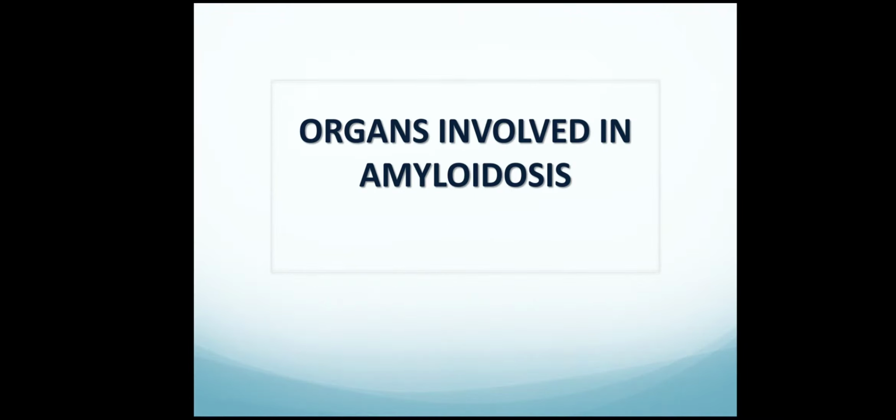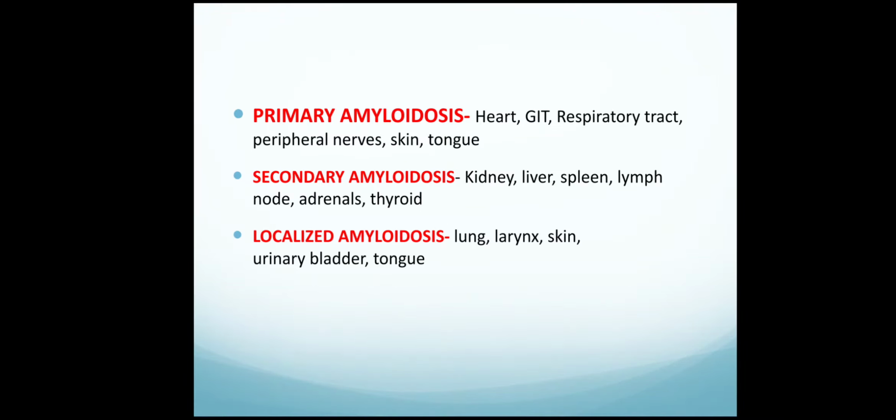Next, we come to the organs which are involved in amyloidosis. So, primary amyloidosis involves organs like heart, GIT, respiratory tract, peripheral nerves, skin, and tongue. While in secondary amyloidosis, the common organs to get involved are kidney, liver, spleen, lymph node, adrenals, and thyroid. In localized amyloidosis, the amyloid protein gets deposited in lung, larynx, skin, urinary bladder, and tongue. So these are the common sites.